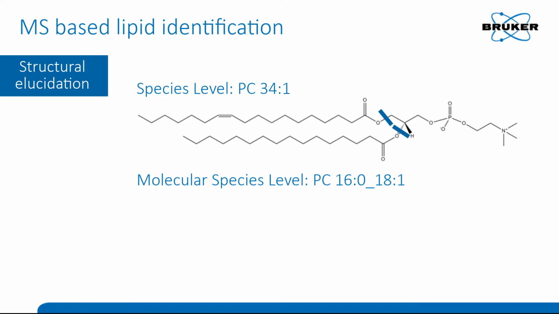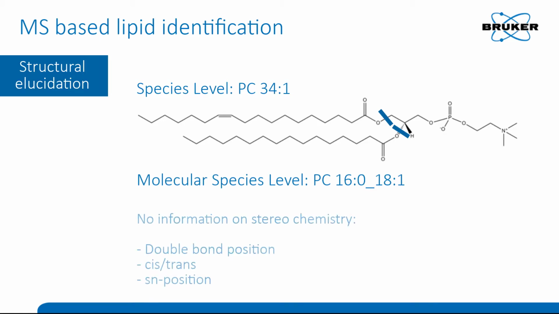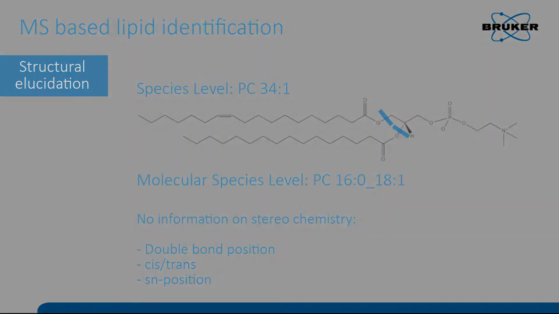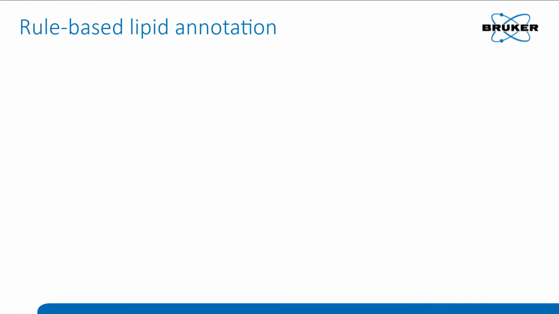This annotation gives us limited information on the molecular formula of the side chains, yet it does not provide any information on the double bond stereochemistry as well as the SN position of each chain, which is indicated by an underscore. So what can we learn from this PC species example?